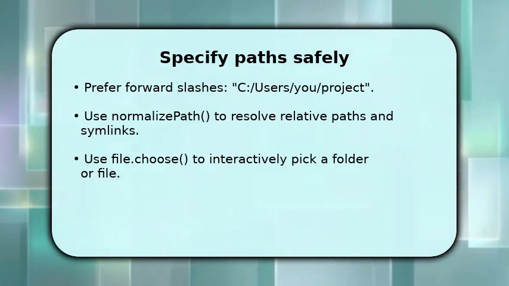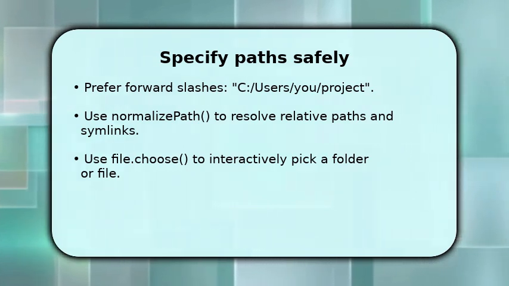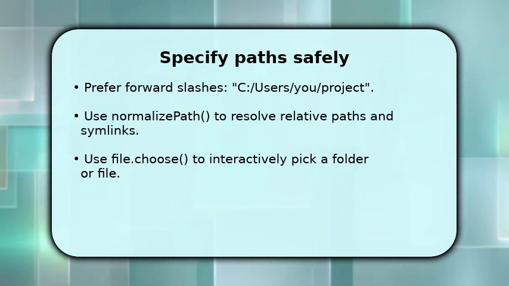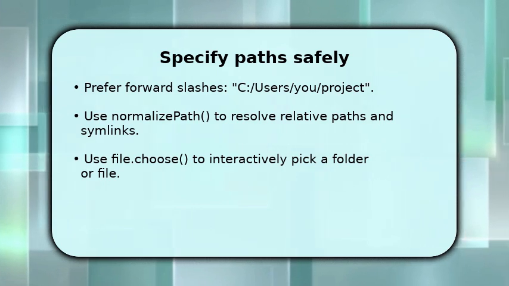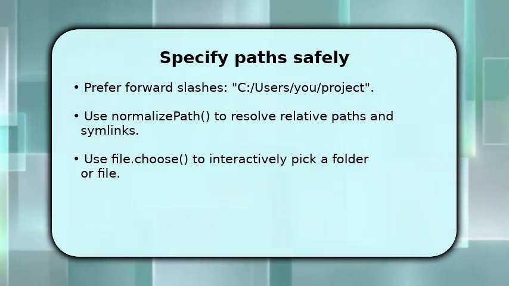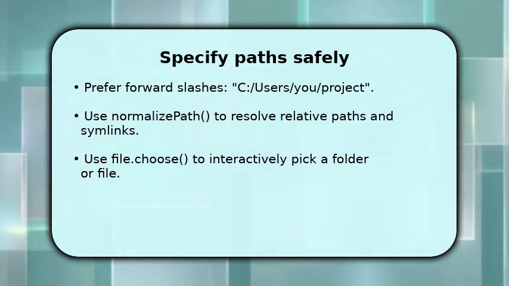You should prefer forward slashes like C:/Users/u/project. Once you call setwd, use normalizePath("relative/path") to convert it to an absolute canonical path. If you want less typing, call file.choose to select a file and derive its dirname for setwd.